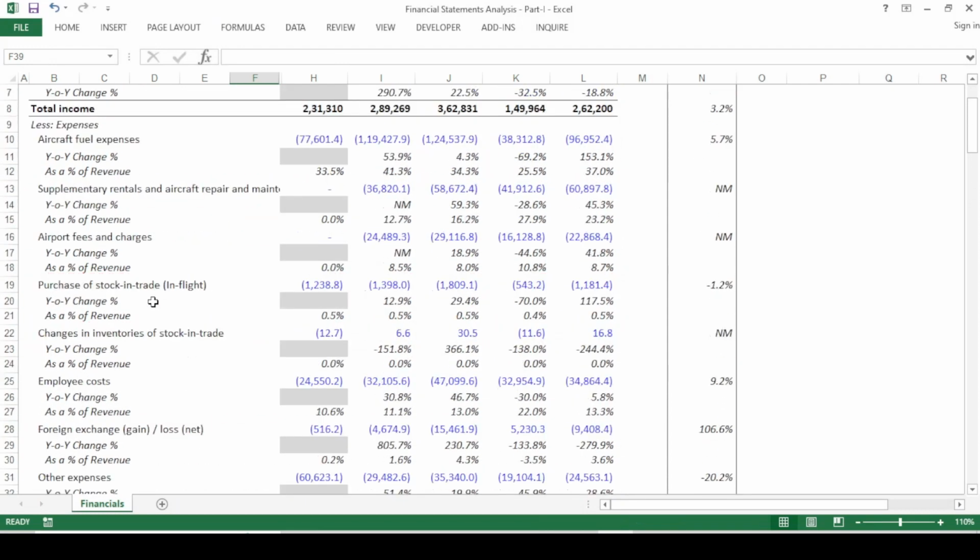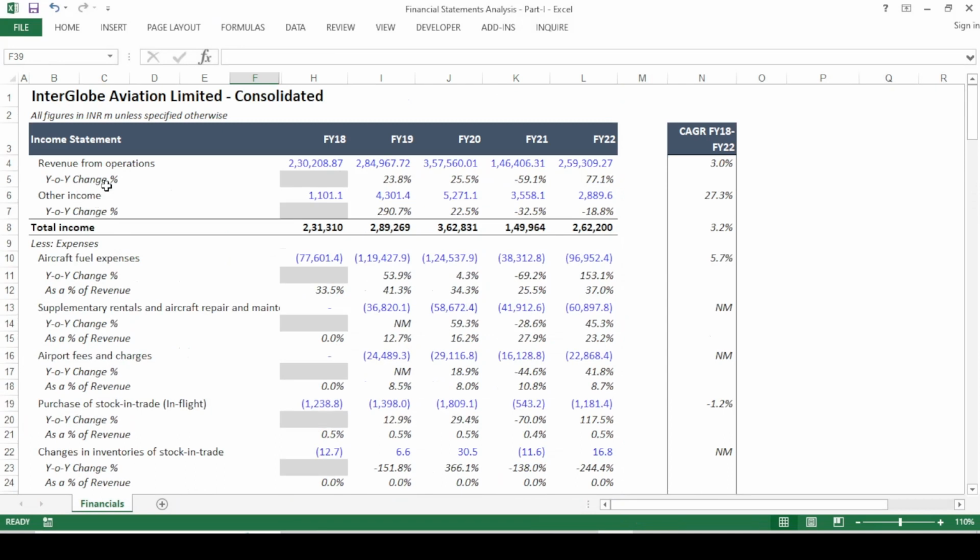And also, as you can see, I have added a YOY change percentage, basically how much the revenue or any expense has changed from one year to another, either increased or decreased. This gives us a bird's eye view of how the company has been faring, whether it has been faring well or bad or worse, then certain commentary can be made using these percentage changes as well.